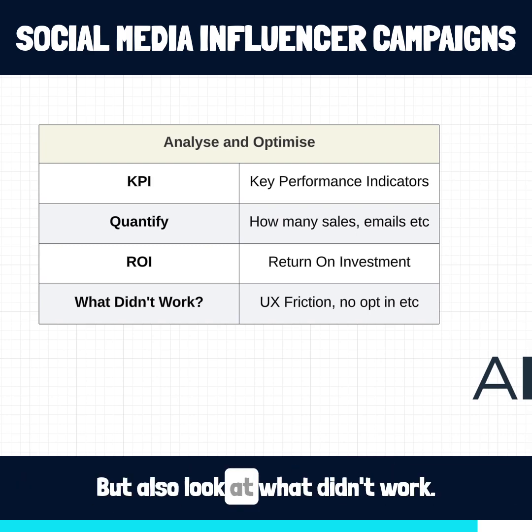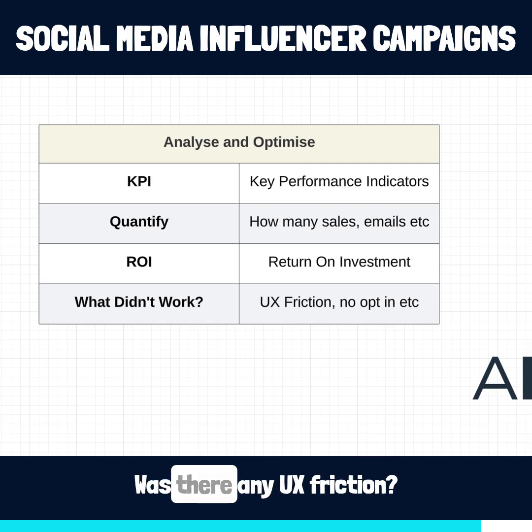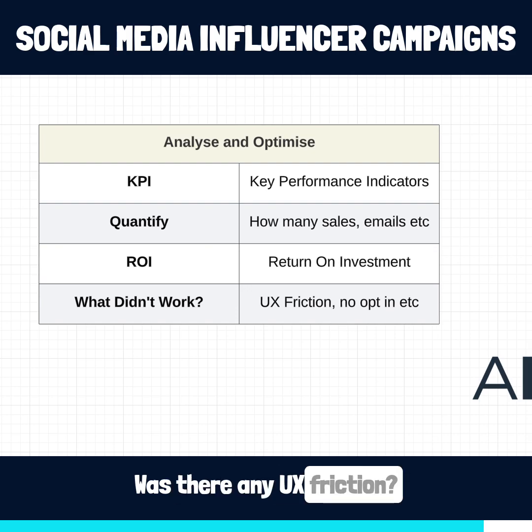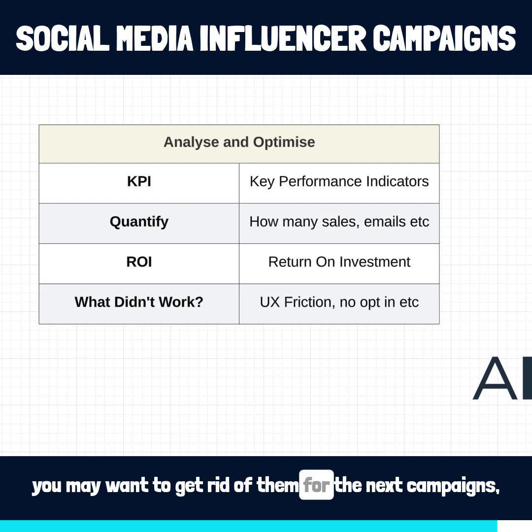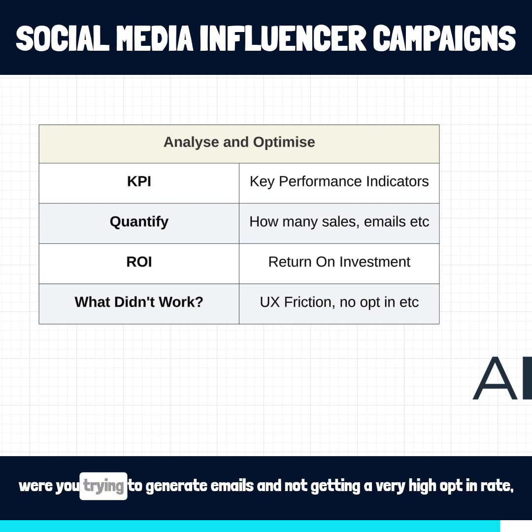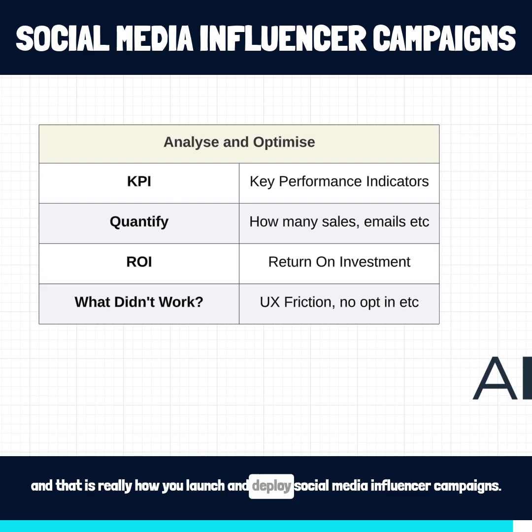But also look at what didn't work. Have a look at, was there any UX friction? You created a sales funnel or something that you were sending people down where there were vast drop-off rates at a certain step. You may want to get rid of them for the next campaigns. Were you trying to generate emails and not getting a very high opt-in rate? And that is really how you launch and deploy social media influencer campaigns.